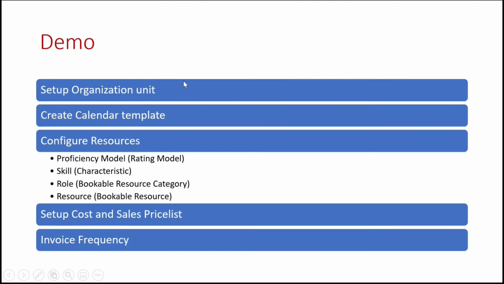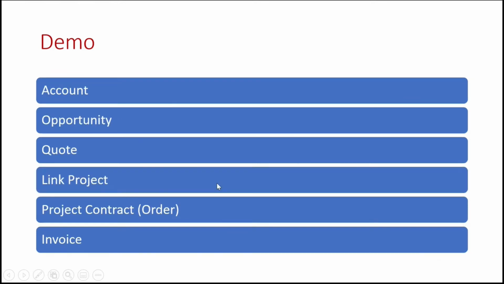We now have an organization unit. We have set up the calendar template, and we have the resources, and we also have the cost and sales price list, and then we have configured the invoice frequency. These are all the important configuration parts in Project Service Automation, but we also have some other configuration parts that we can learn from docs.microsoft.com. But these are all the important things that we need to know.